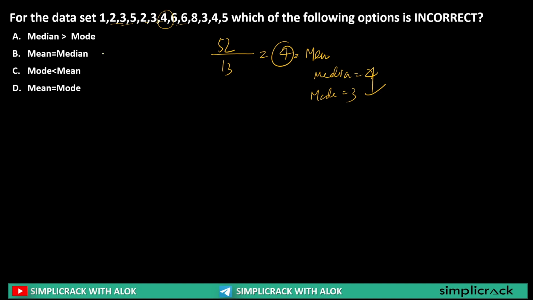Mean is equal to median, that is correct. Mean is equal to mode, that is incorrect. So the answer is D. So this type of question can be asked.